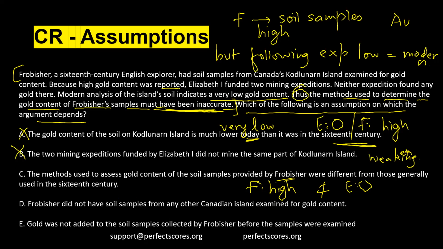Let's keep this. D. Frobisher did not have soil samples from any other Canadian island examined. So this is extreme. This basically says he had none of the other soil samples examined. We don't know about that, so we can't be sure. And it's extreme. E. Gold was not added to the soil samples before samples were examined. This also does not make sense. It's talking more about some kind of fraud, that Frobisher added gold or gold was already added. So the answer is C. So were you all able to understand how C is the answer?